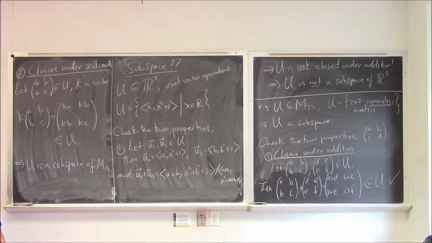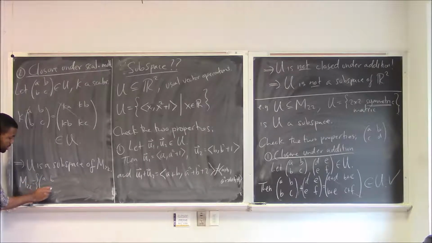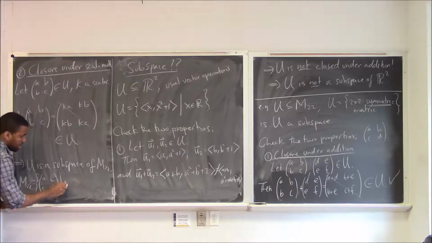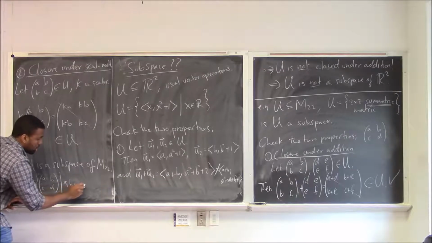I have a quick question to clarify. M2 by 2 is just any 2 by 2 matrix, right? Yeah, so M2 by 2, or in general you can think of M by N, is just a set of all possible arrangements such that A, B, C, D are real numbers.